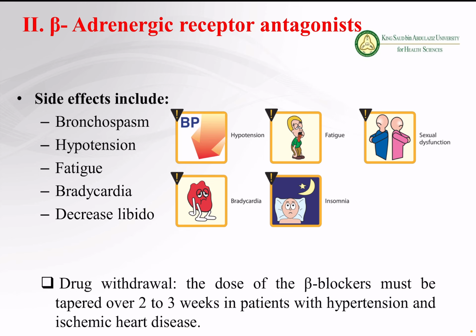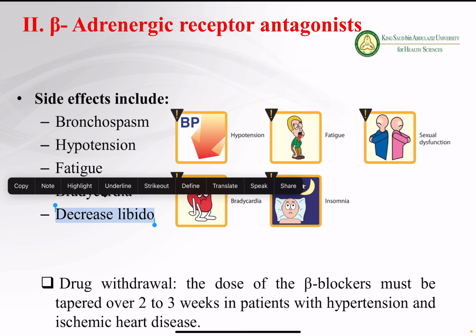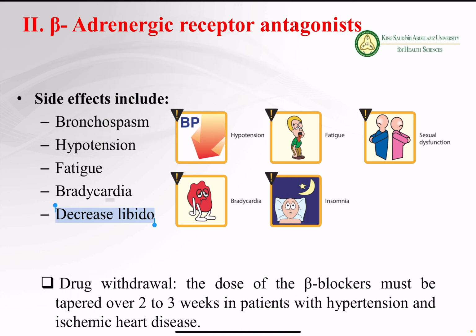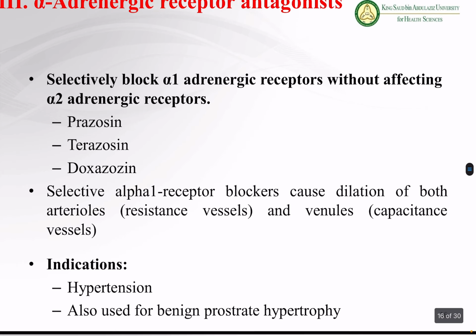Again I told you bradycardia, because if you see the role of beta 1 on the heart, it is responsible for tachycardia. So when you give the beta blocker, there are chances that one may have bradycardia. Decreased libido, we discussed that this is actually a very rare adverse effect in those patients who are taking the beta blocker for a longer period of time. Okay? Then we discussed drug withdrawal. So the dose of the beta blocker must be tapered over 2 to 3 weeks in patients with ischemic heart disease. Then we discussed the alpha blocker.